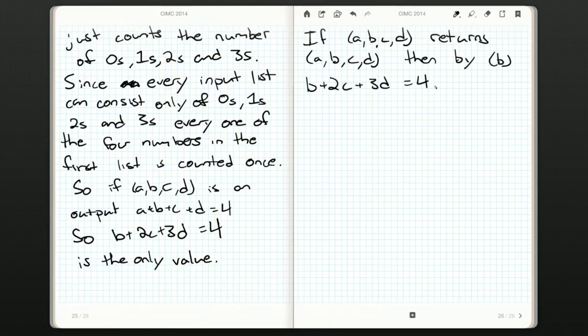So we know that this has to be satisfied. So why don't we see if we can come up with possible values of B, C, and D that give us this? So the big one right away that I see is 3D. So D can be at most 1.